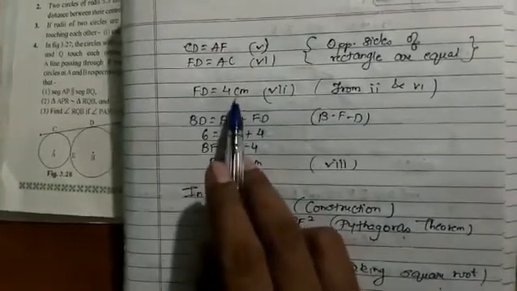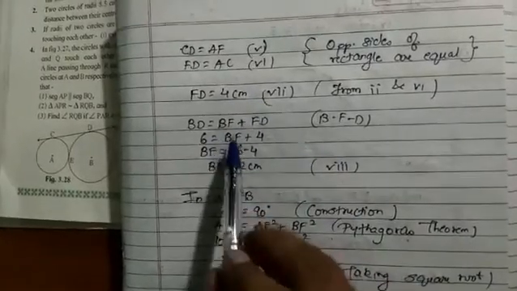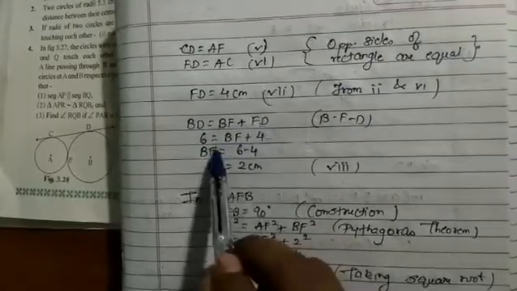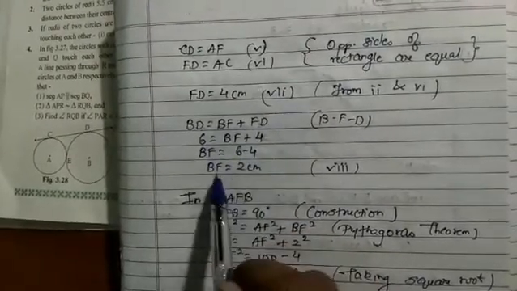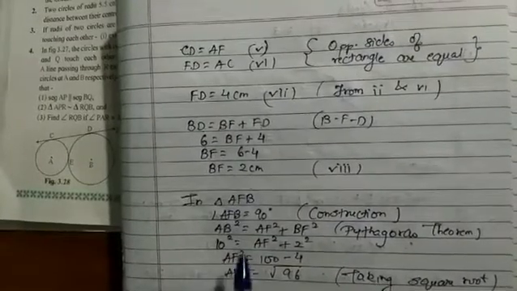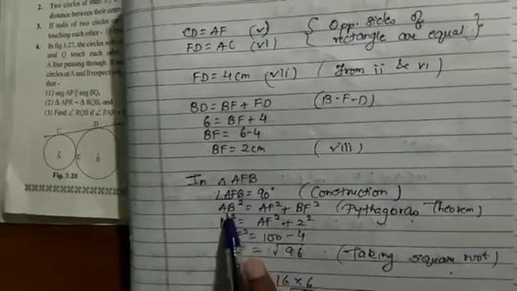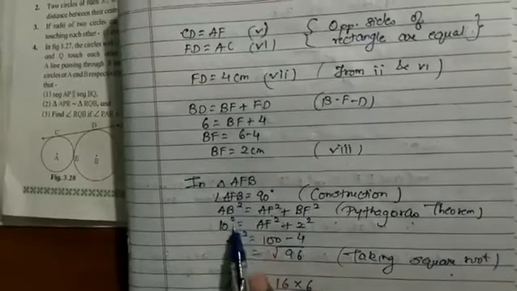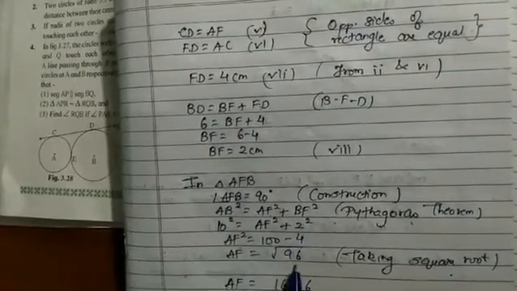FD equals AC, opposite sides of a rectangle are equal. But AC is 4 cm, so FD is 4 cm. While BD equals BF plus FD. BD is 6 and FD is 4. So 6 minus 4, so BF equals 2. In triangle AFB, we'll apply the Pythagoras theorem. So AB square equals AF square plus BF square. 10 square equals AF square plus 2 square. So AF equals root 96.